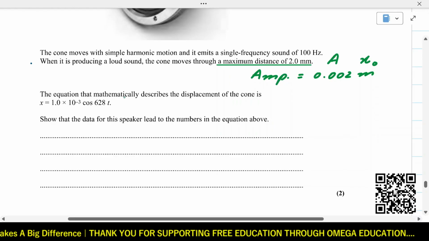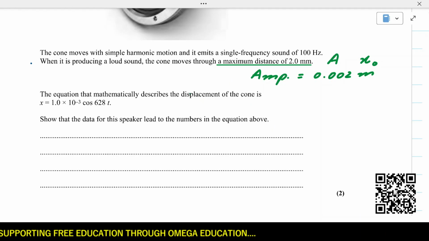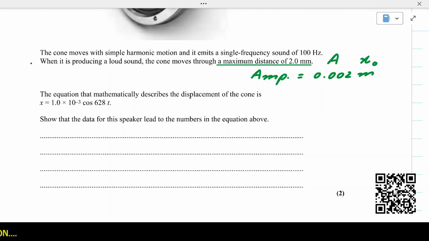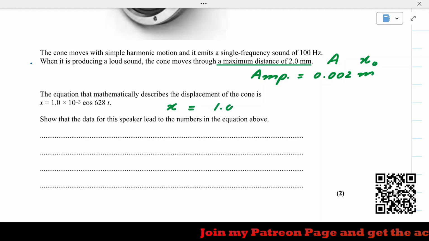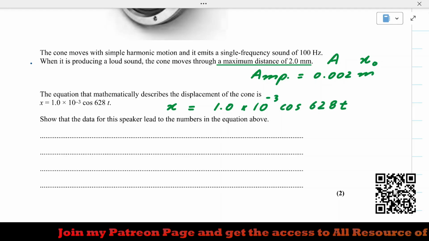The equation that mathematically describes the displacement at a certain instant, precisely we call it instantaneous displacement. So the equation that describes the displacement of the cone is this one. So 1.0 into, so this is the instantaneous displacement.